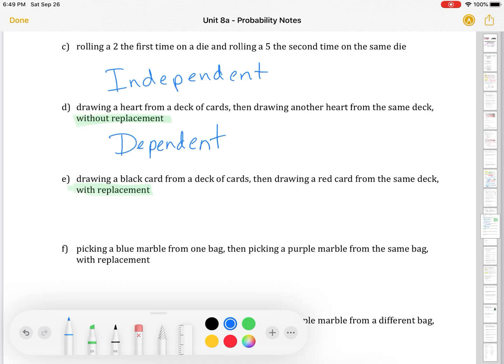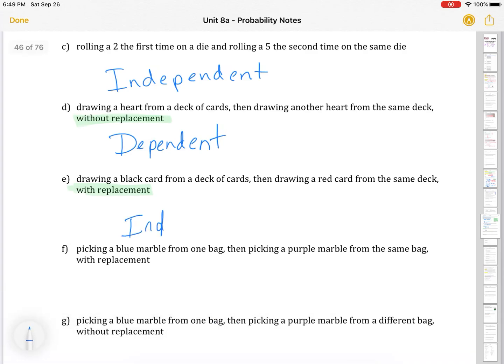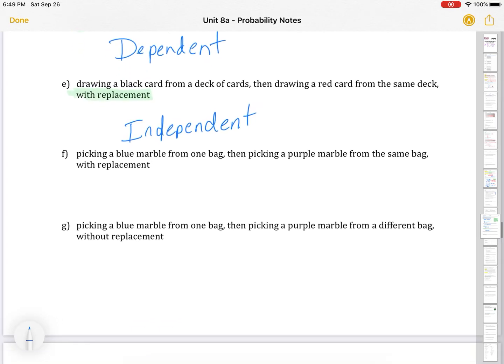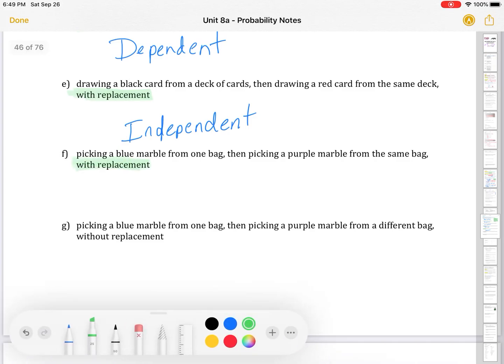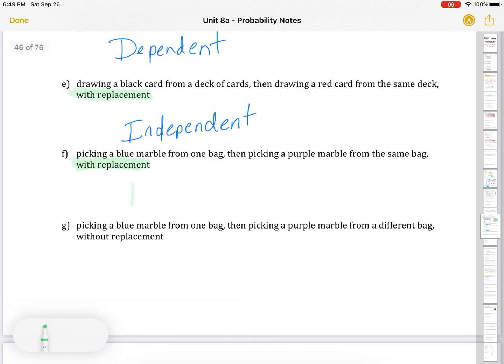Drawing a black card from a deck of cards, then drawing a red card from the same deck with replacement. Because we put this card back in, we still have 52 cards, and we haven't changed the proportion of black to red. So this would be independent. Okay. Picking a blue marble from one bag, then picking a purple marble from the same bag with replacement. Key point. We put that marble back in, so we have not changed what's in the bag. It will be independent.